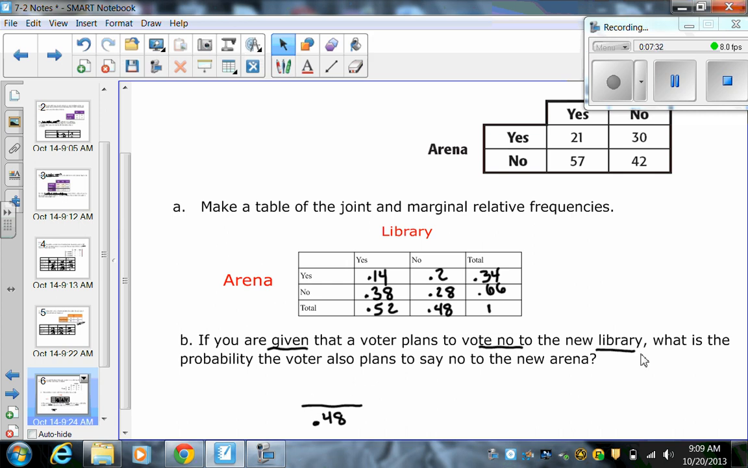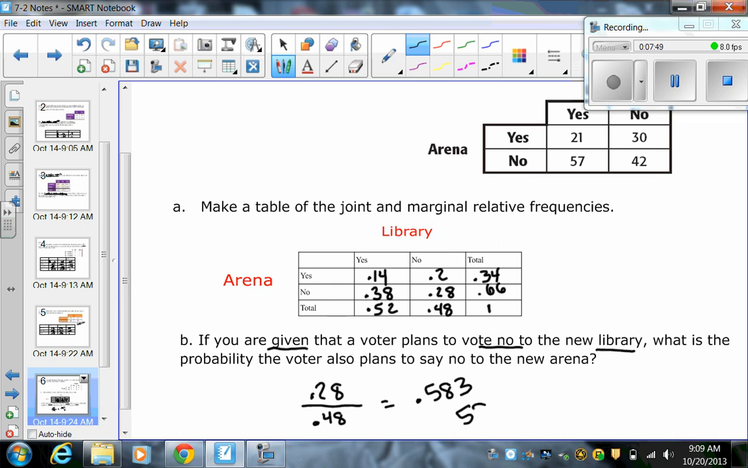Then it says, what is the probability the voter also plans to vote no for the new arena? So on the arena side, the no column, and we find that box, would be the 0.28. Divide that out, and you will end up with 0.583, or 58.3%.